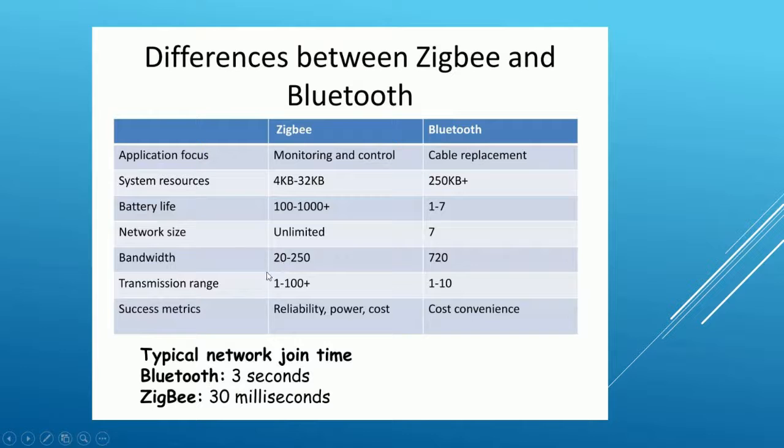Bandwidth: Zigbee 20 to 250 kilobits per second, and Bluetooth 720. Transmission range: Zigbee 1 to 100 meters, and Bluetooth 1 to 10 meters. Success metrics: in Zigbee, reliability, power, and cost; in Bluetooth, cost and convenience. Typical network join time in Bluetooth is 3 seconds and in Zigbee 30 milliseconds.